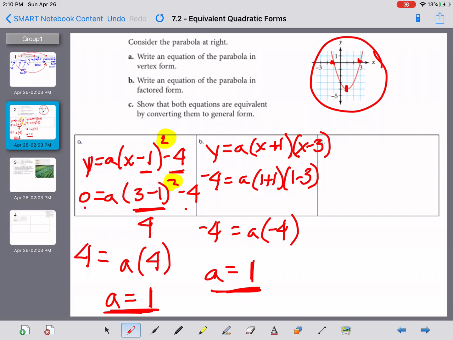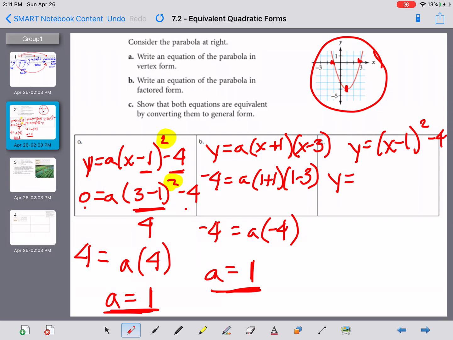I might have to do another thing, or do another slide, but let's try and get these both on here. So if I do the first one, since I don't need a anymore because I know what a is, y equals, so in this case, x minus 1 squared minus 4. Now I just have to solve or expand this to do that. So I have to put that in.